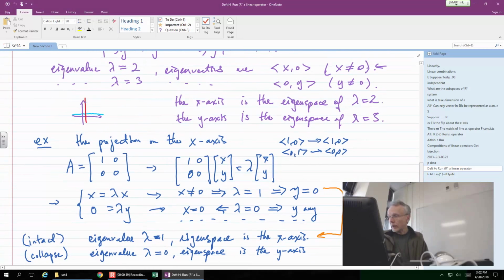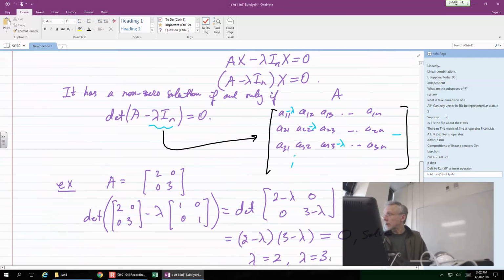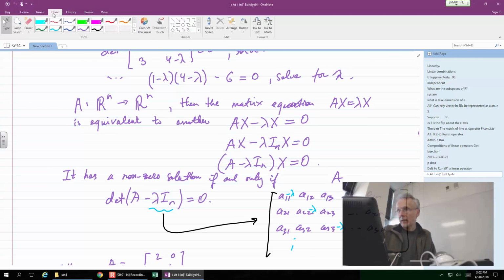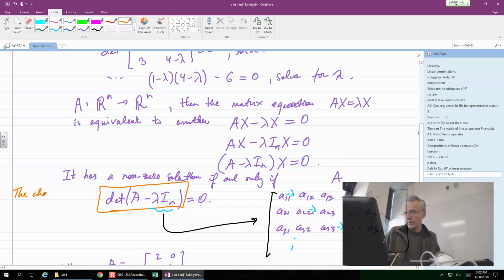There is a shortcut, and that is through the determinant of that matrix over here. This tricky matrix doesn't have a special name, but the determinant does have a name. It's called the characteristic polynomial. So this one. Characteristic polynomial of A.